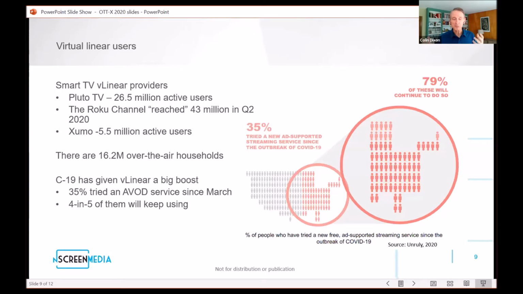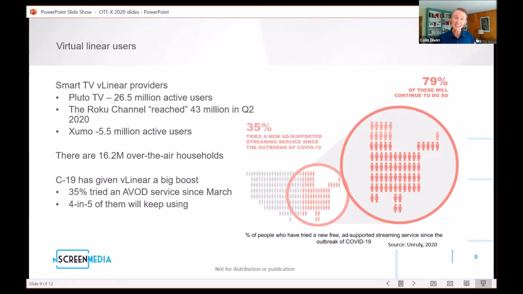The Roku Channel, well, they say they reach 43 million people. They reached 43 million people in Q2 2020. But that may well include a co-viewing multiple. I don't know that for sure, but because they say reached, I'm guessing that they're applying some sort of co-viewing multiple. And Xumo says that they have 5.5 million. So just to remind you, there are 16.2 million over-the-air households. So again, these virtual linear services are saying at least that they're reaching more people than over-the-air does today.